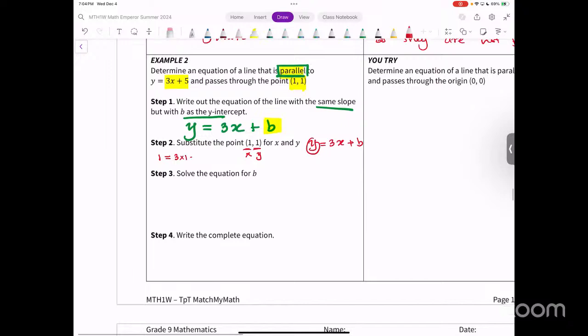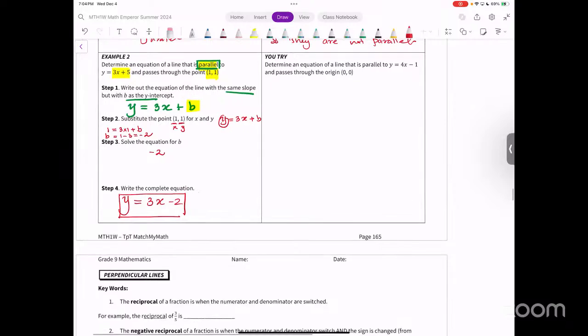3 times 1 plus b. We can solve for b. 1 minus 3 is -2. So we find b is equal to -2 here. Therefore, the equation of the line is going to be y = 3x minus 2. Are you guys following that? Yes. Okay, can you guys do the next question on your own?